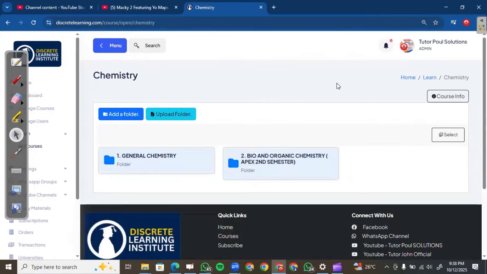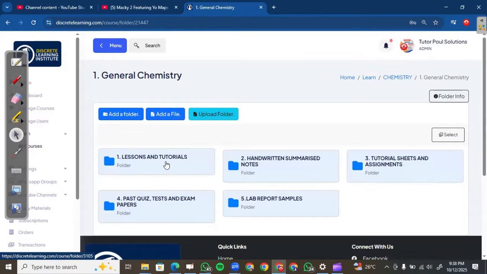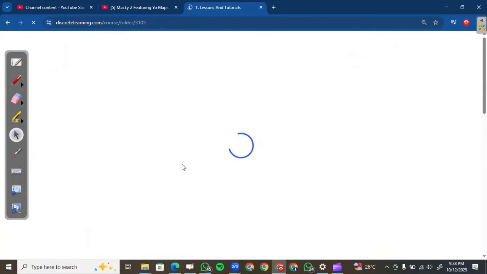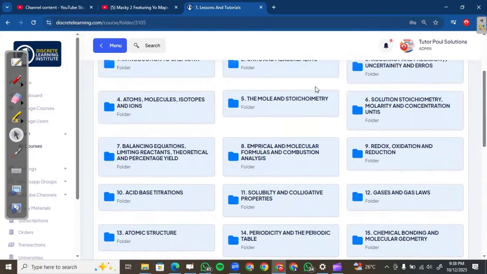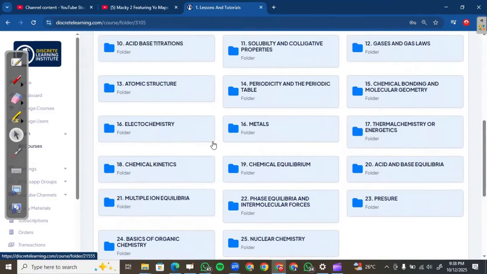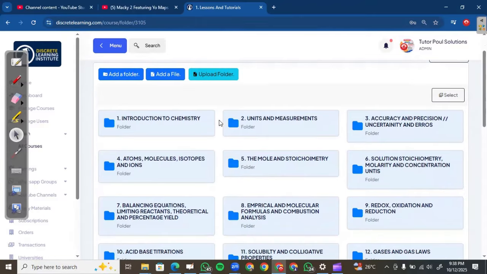And if you don't understand something, we have video lessons for all the topics. So you can go in this folder, lessons and tutorials. You are going to find different topics. Depending on the topic that you want, you can see the more concepts, empirical, redox, whatever topic that you can talk about in chemistry. So the lessons are already there. You can learn at your own time, at your own pace.